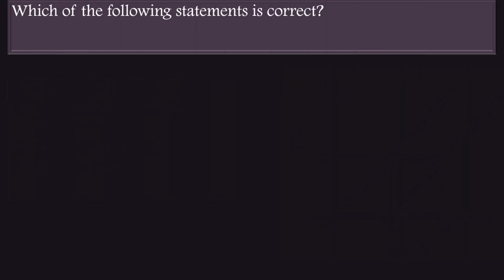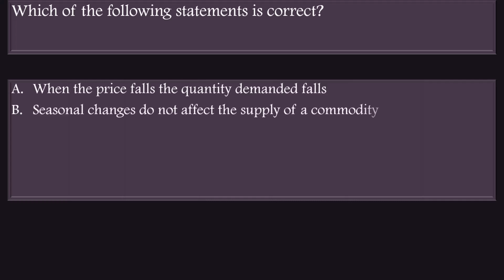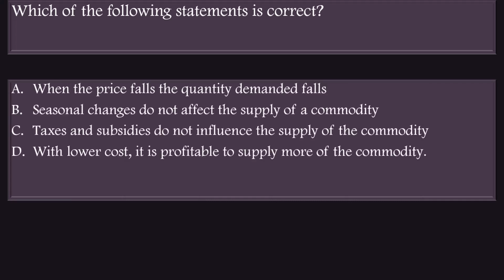Seventh question. Which of the following statements is correct? Options: A. When the price falls, the quantity demanded falls. B. Seasonal changes do not affect the supply of a commodity. C. Taxes and subsidies do not influence the supply of a commodity. D. With lower cost, it is profitable to supply more of the commodity.